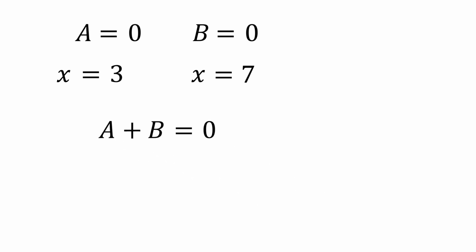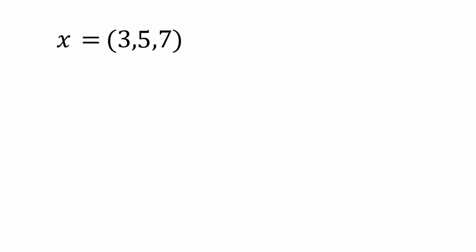Suppose a plus b equals 0. Replacing a and b with their original expressions gives x minus 3 plus x minus 7 equals 0. Now combine like terms. 2x minus 10 equals 0. Add 10 to both sides. 2x equals 10. Now divide both sides by 2. And we obtain x equals 5. So our 3 candidate solutions are 3, 5, and 7.